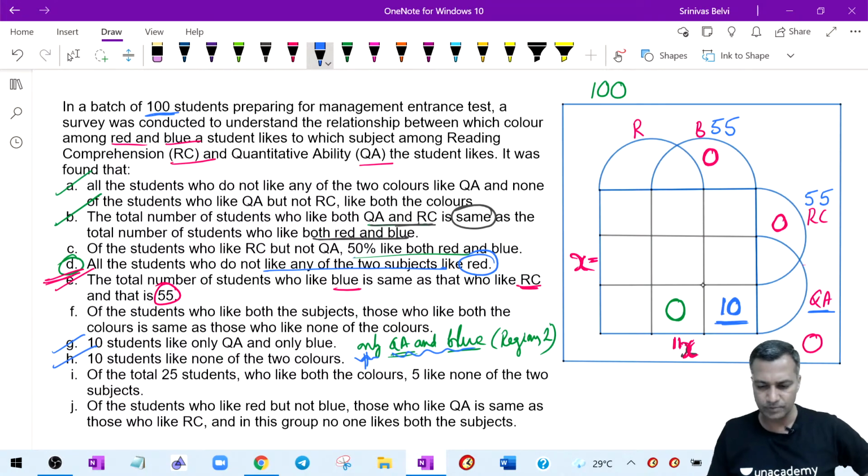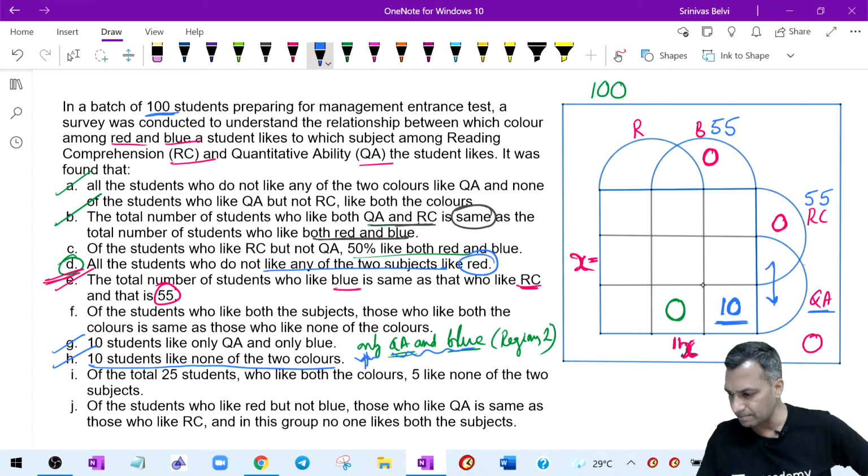Okay, H. 10 students like none of the 2 colors. Listen very, very carefully here. 10 students like none of the 2 colors. Where are these fellows? None of the 2 colors. These 2 regions is 10. This is 10. Listen very carefully.